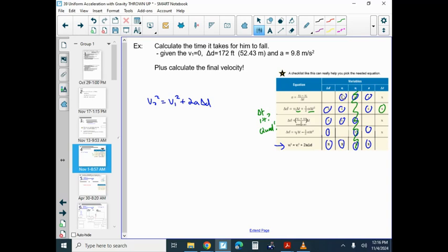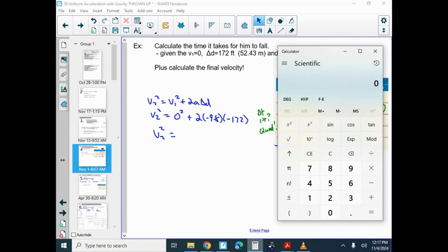So here we go. We have our final velocity we want to know, and we have our initial velocity of 0 squared. Who cares, right? We got minus 9.8 and our minus 172. Because they're both negatives, it kind of cancels out. But we got our V2 squared equals whatever that is. So we need 2 times 9.8 times the 172. No negative buttons needed here.